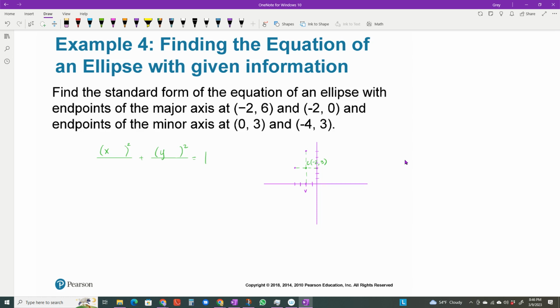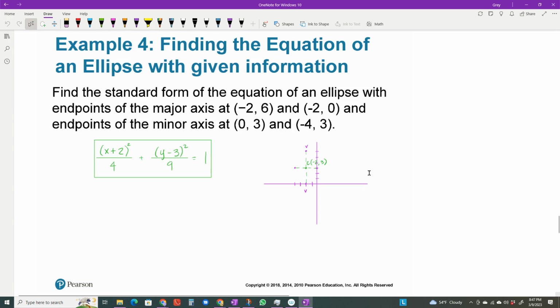So I'm going to have plus or minus a number in those parentheses now. X minus a negative 2 is x plus 2. Y minus 3 is y minus 3. And from here, how far did I move left and right? From the center to that point was 2 units, so under the x, I'm going to square 2. And from my center going up to a vertex is 3, so under my y is going to be 9, which is 3 squared.